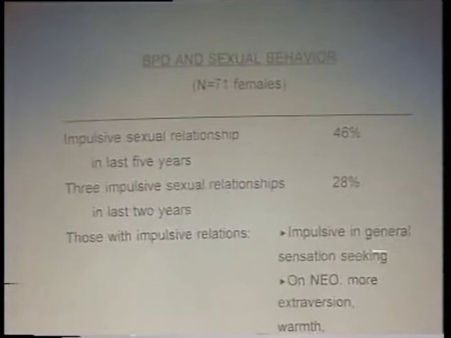Now, you would think that borderline women, because of the criteria themselves, would be at high risk for AIDS, right? Because one of the very criteria for the disorder is impulsive sexual behavior, which must mean, you know, on the spot with multiple partners, etc., etc. So we interviewed 71 borderline women around their sexual behavior. And we found a fascinating result.